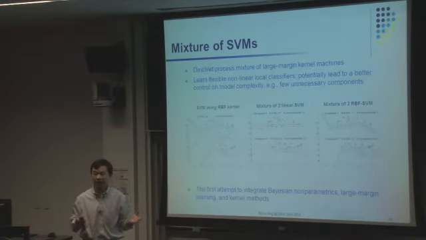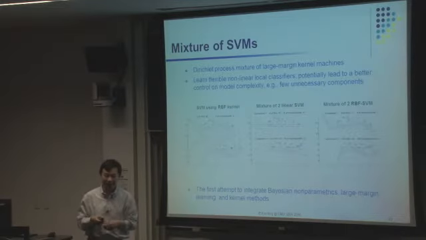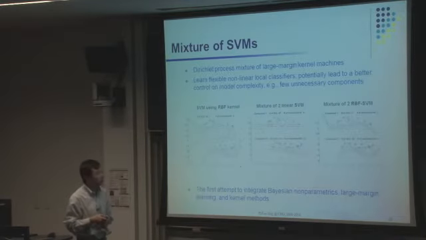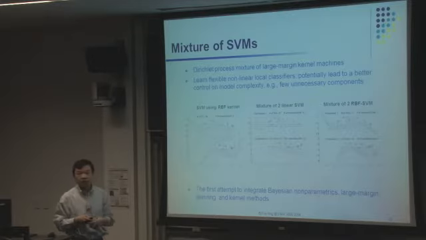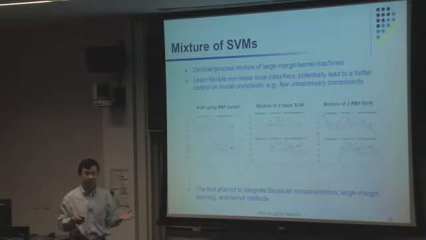Okay, so once you have a mixture, the question comes, right? How many components do I have to have? So that's always a very intellectual question. That's interesting. And so what people do in the mixture model, for example, for density estimation, we know we can set up a Dirichlet process prior, so that the number of components can be automatically inferred, right?